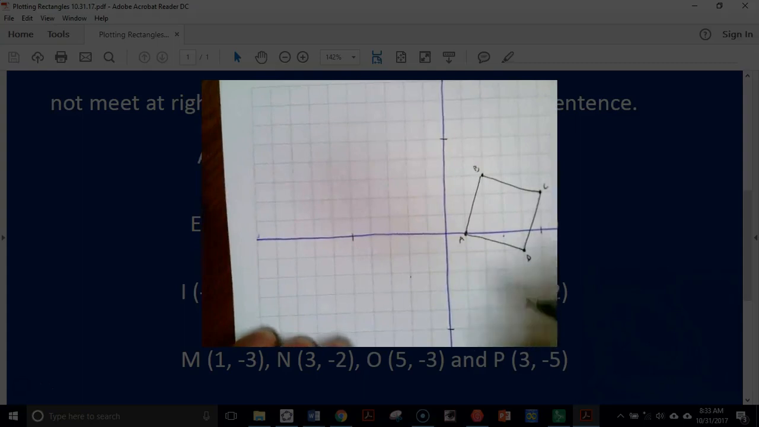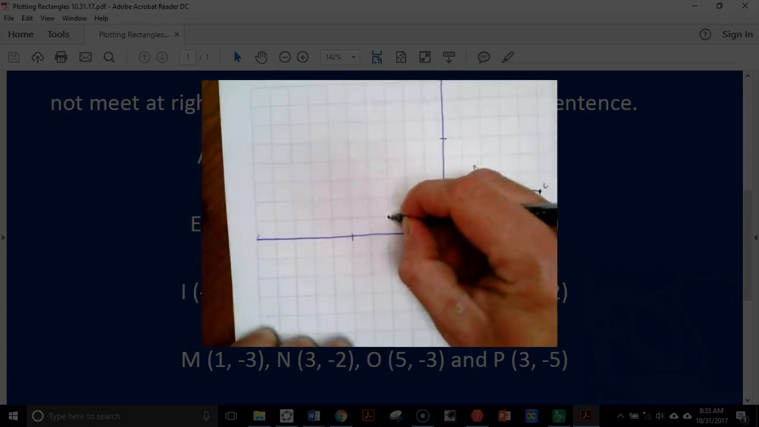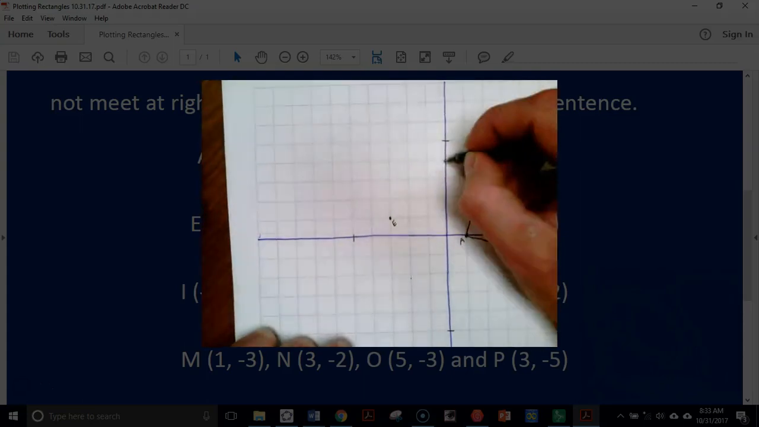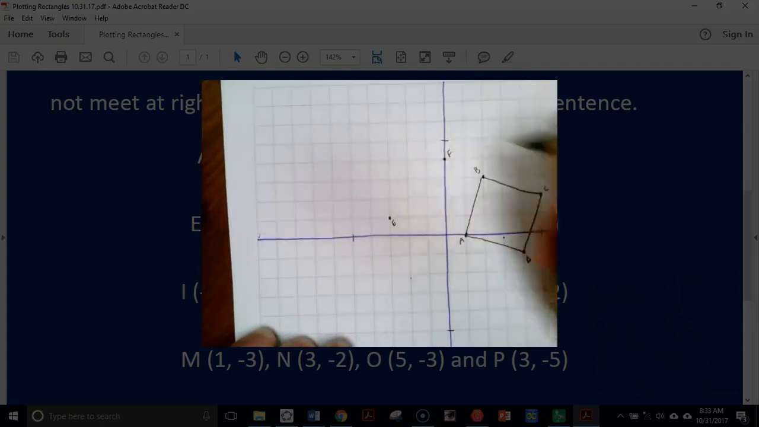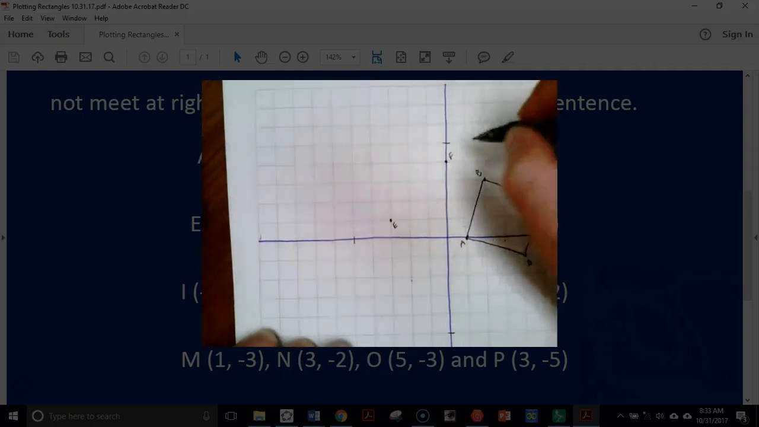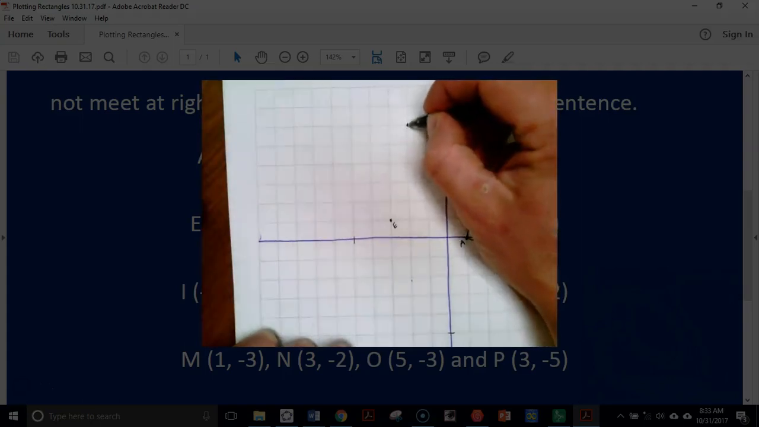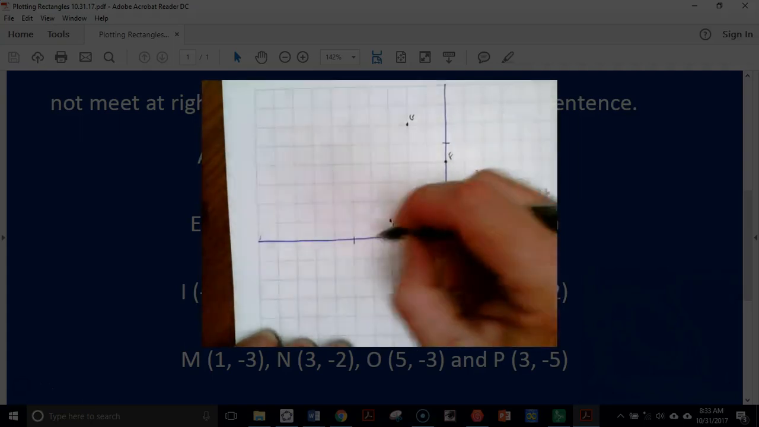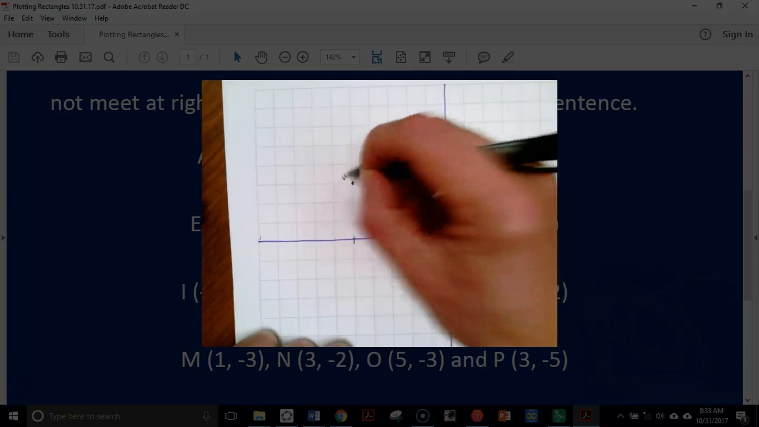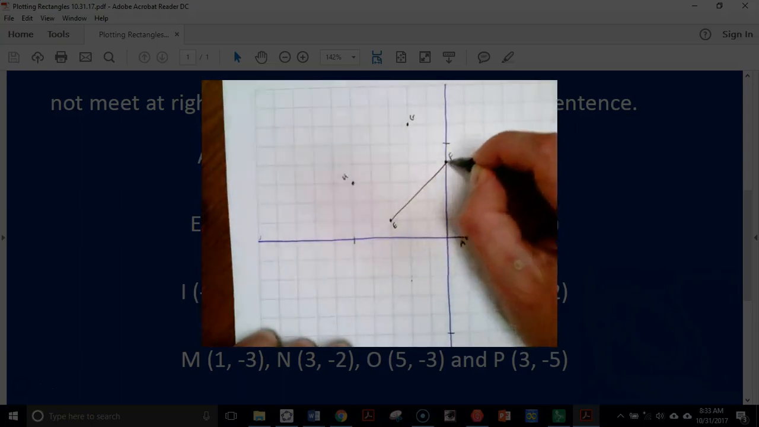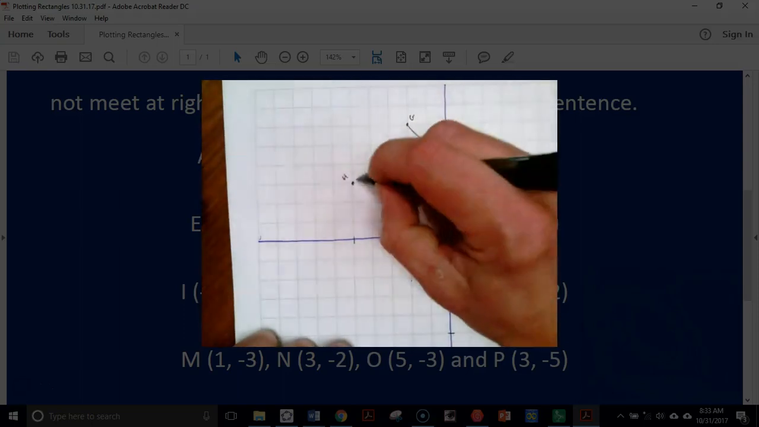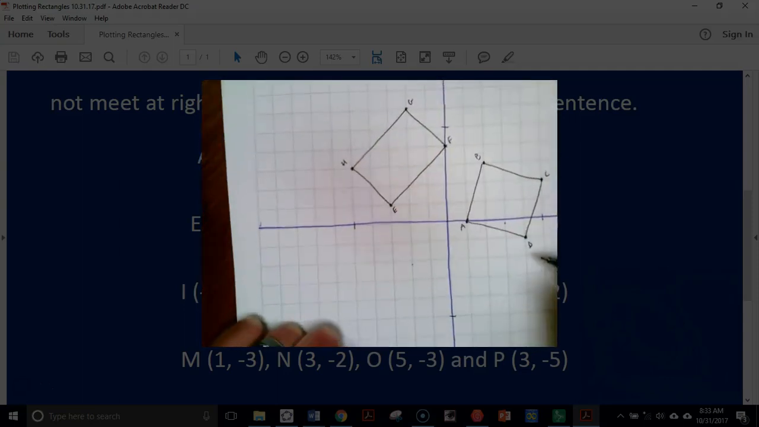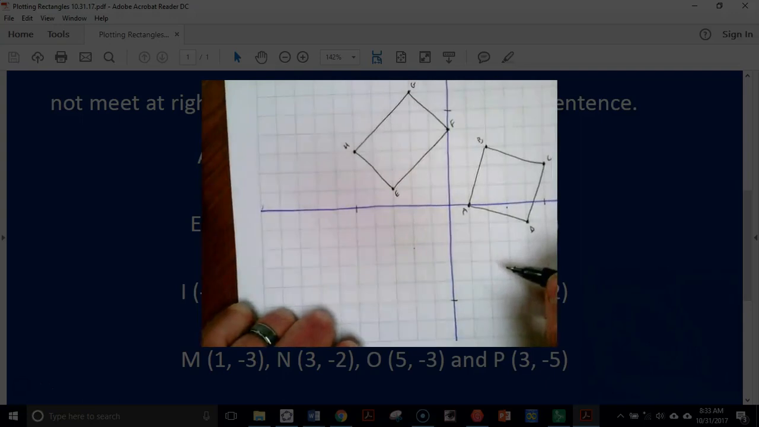Next, we've got point E, which is negative 3, 1. So here's E. We've got F, which is 0, 4. Right here. That's F. We've got G, which is negative 2, 6. That makes it up here. And we've got H, which is negative 5, 3. And again, I'm just going to kind of connect them with lines there.